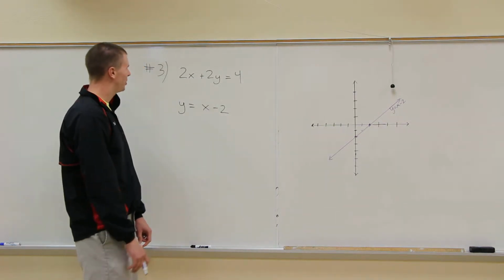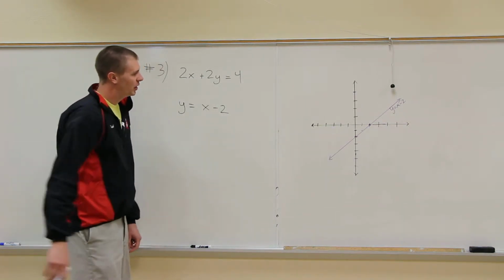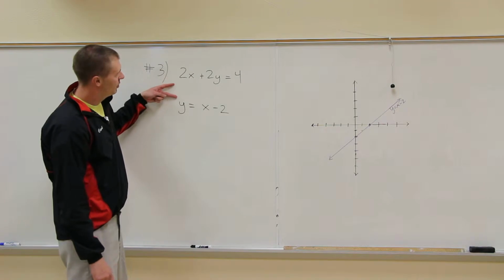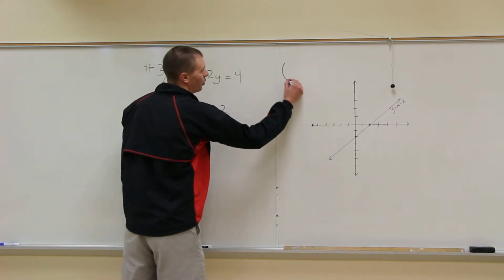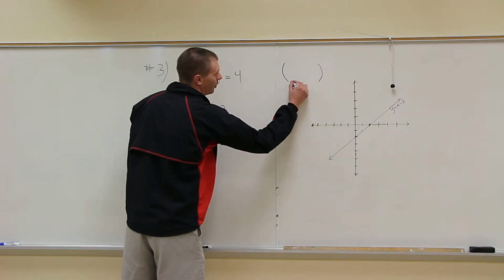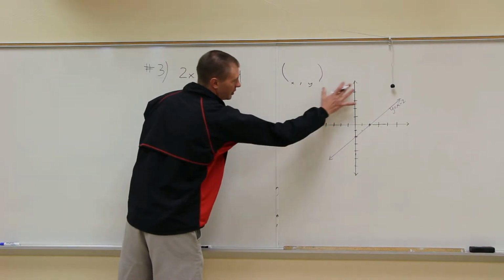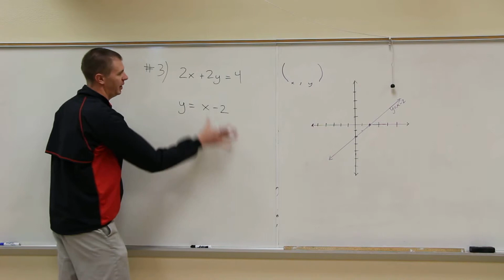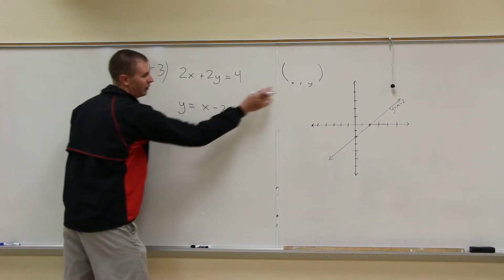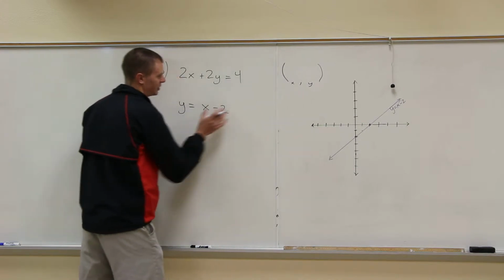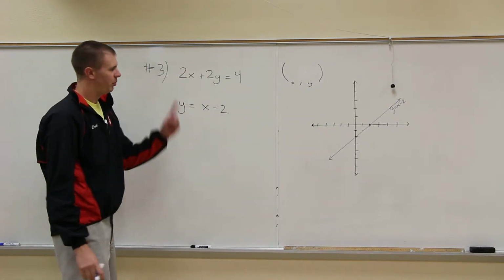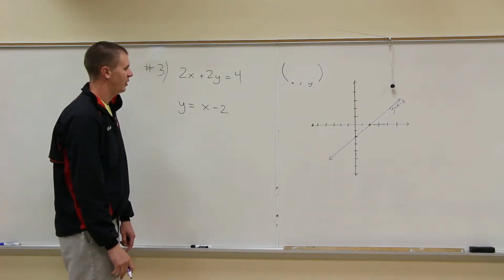All right, this is number 3 from the homework tonight. We're going to solve this system by graphing. What it means to solve a system is I want to find an ordered pair. I want to find one point on this whole thing that makes this statement true when I plug it in for x and y, and makes this statement also true when I plug it in for x and y. There could only be one point that does that. We're going to find that point by graphing.